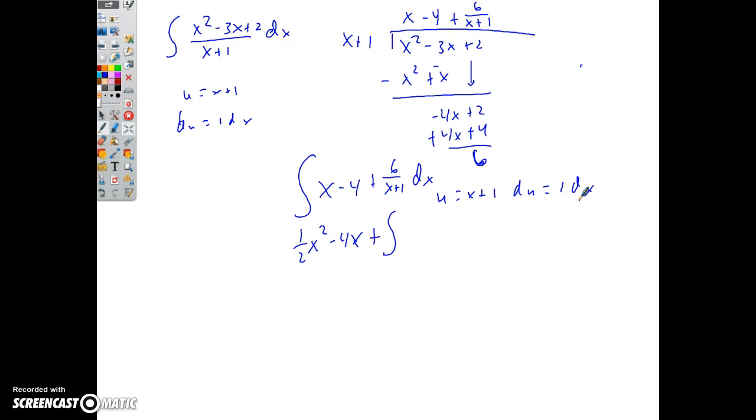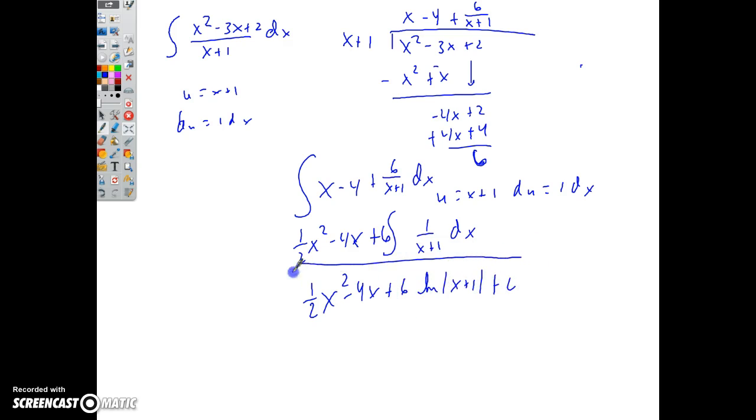Which way would you like to phrase it so we get a 6 outside? I pull the 6 out. Pull the 6 out. Love it. And then that gives me the 1 dx I wanted. Yep, that's it. That sets me up for u substitution. Oops. Minus 4x plus 6 ln of absolute value of x plus 1 plus c. And I'm done. Yes, ma'am.